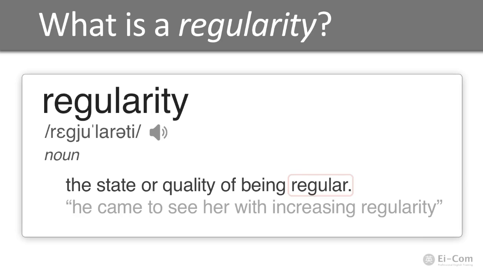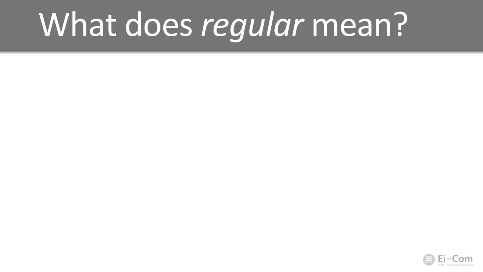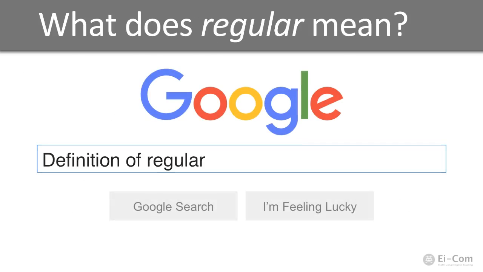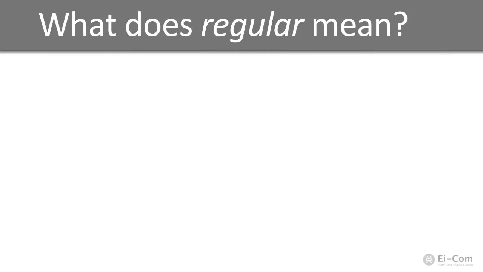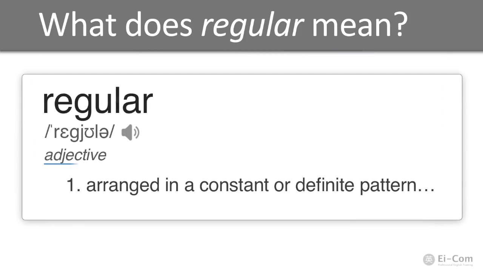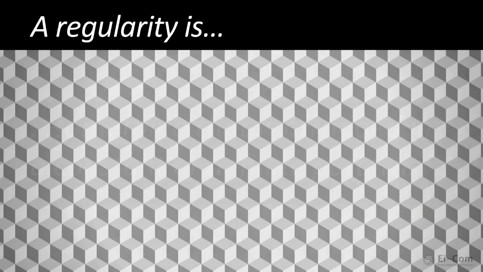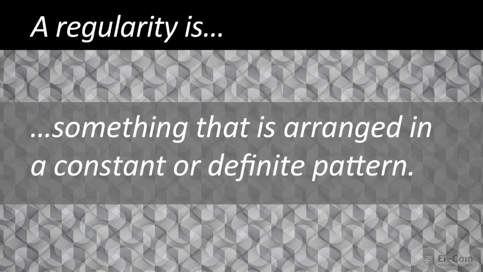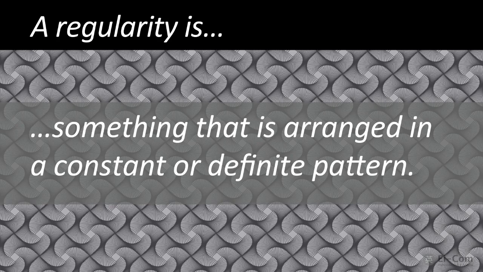Now let's look at this word regular. What does regular mean? Again, if we use Google, we can see that the word regular is an adjective, which means arranged in a constant or definite pattern. So, a regularity is something that is arranged in a constant or definite pattern.